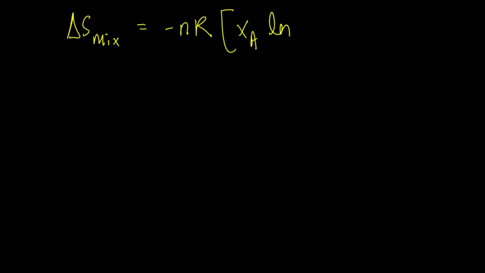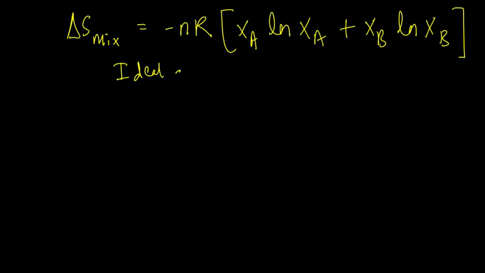It is delta S of mixing is equal to minus NR, XA log of XA plus XB log of XB, and this is the case for ideal gases, at constant pressure and temperature. It's a very special case, but I just like that experiment.